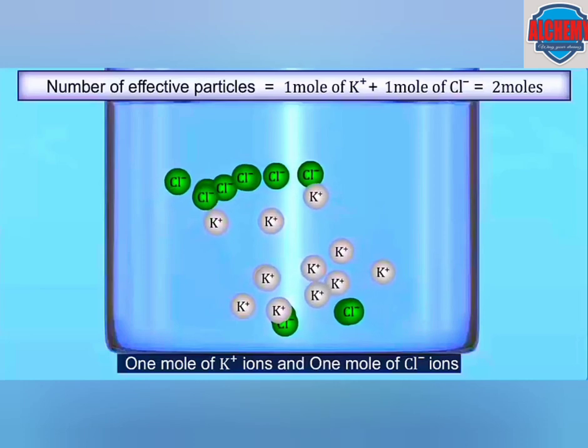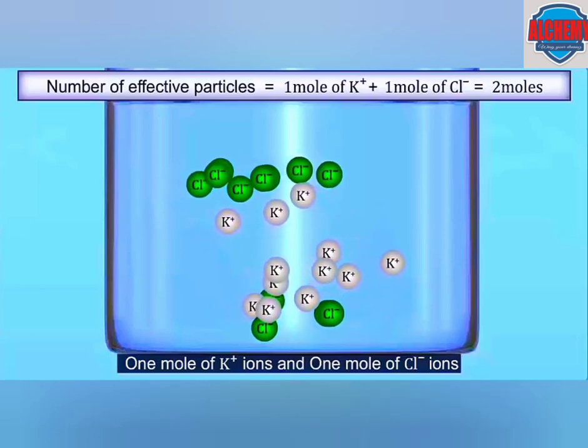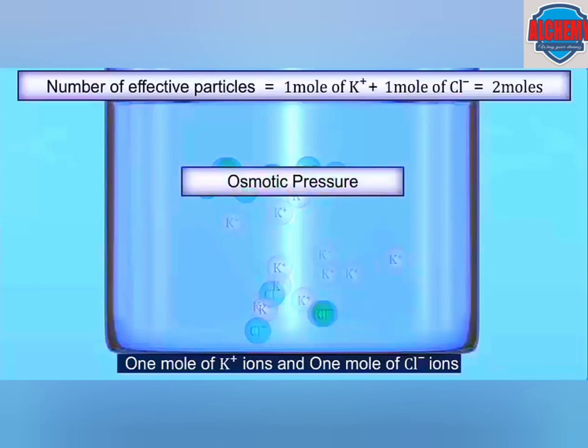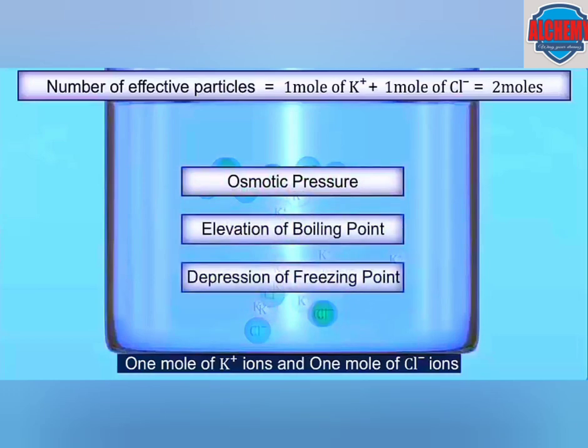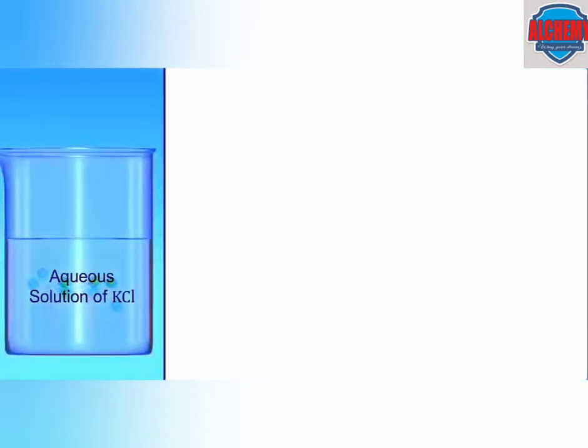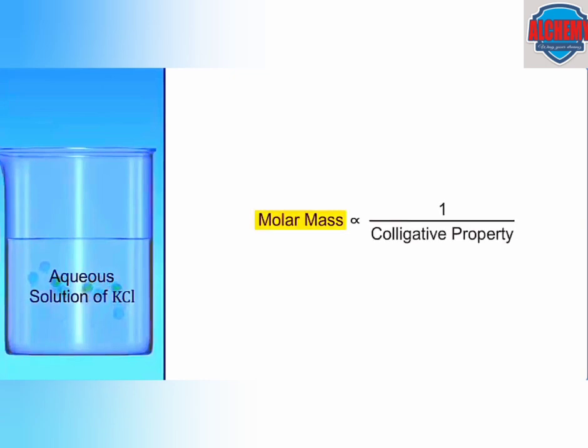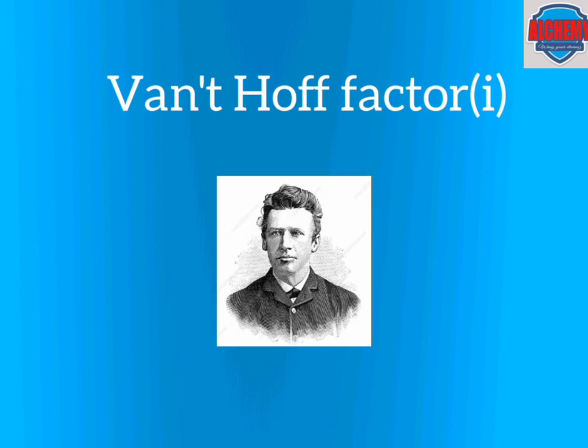Therefore, the observed colligative properties such as osmotic pressure, elevation in boiling point, depression in freezing point will have values higher than those calculated on the basis of undissociated potassium chloride single molecule. Also, the molar mass is inversely proportional to colligative properties. Based on this, Van Hoff factor was introduced by a scientist called Jacobus Henricus van Hoff.